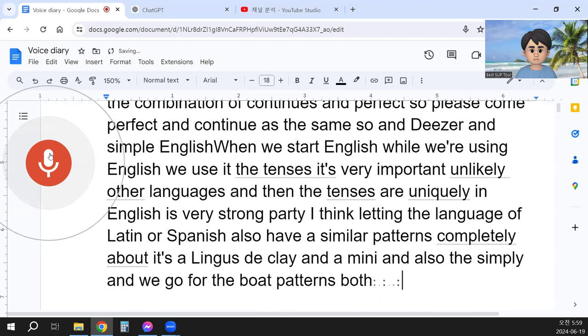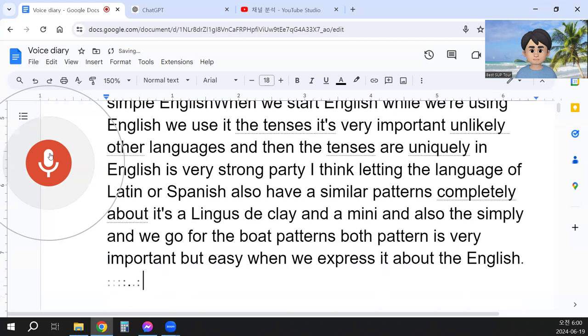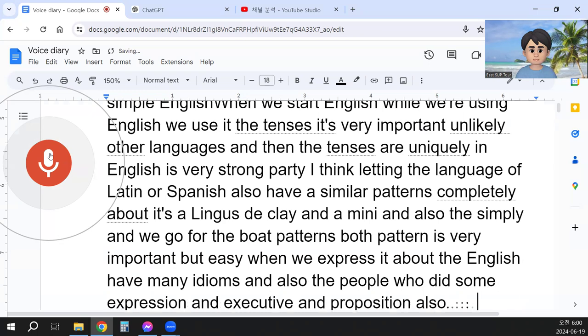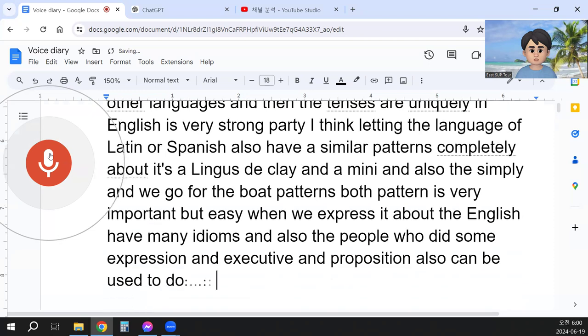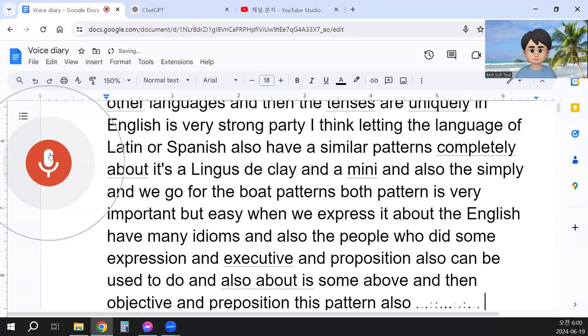And then we go to the verb patterns. Verb patterns are very important. English has many idioms, and also the be verb with some expression, and adjective and preposition can also be used. Another verb pattern is verb, object and preposition. This pattern is also an important part.